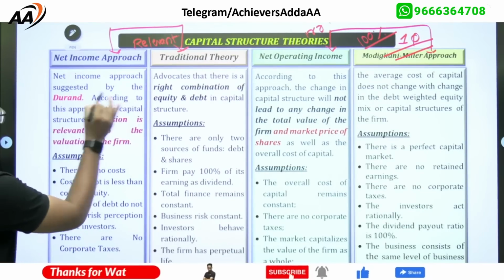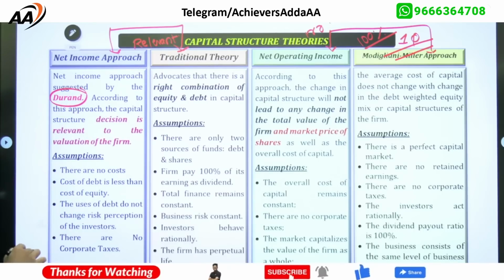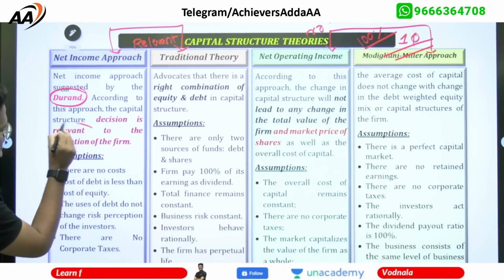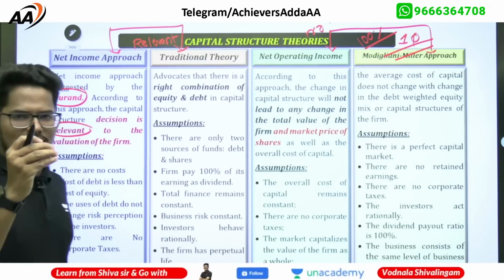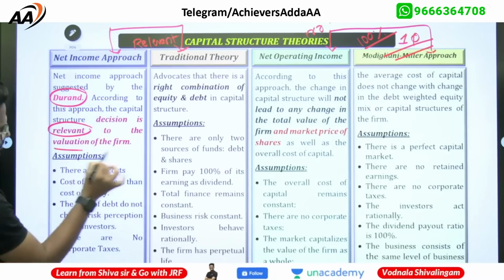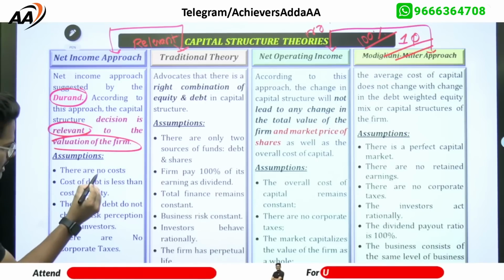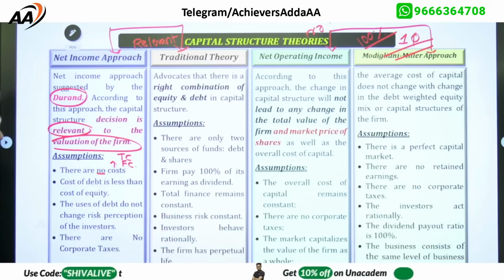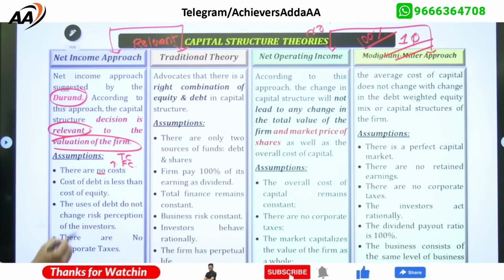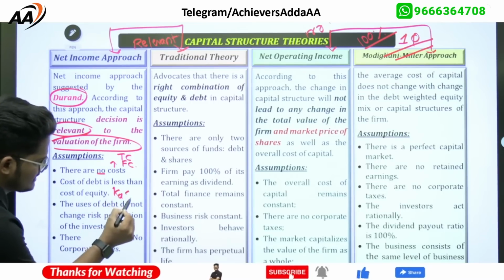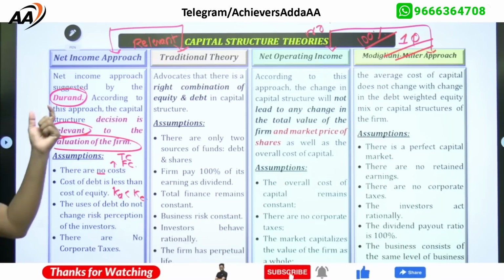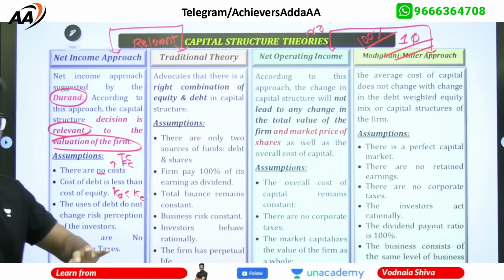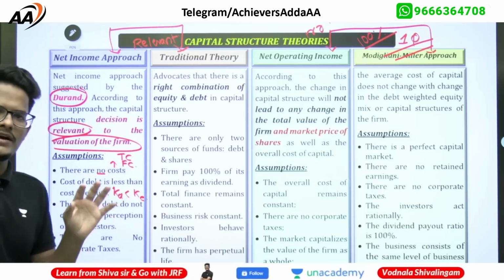The net income approach was suggested by David Durand. Here the capital structure decision is relevant, meaning a change in capital structure will impact the valuation of the firm. The assumptions are: no transaction cost and no flotation cost, both. And the cost of debt, Kd, is less than Ke as per David Durand's net income approach, because debt is a cheaper source of capital as compared to equity.